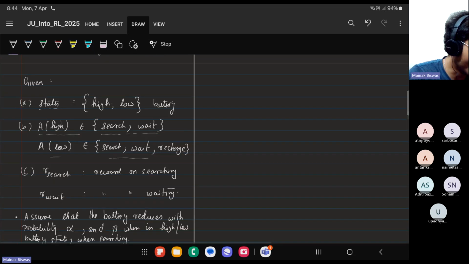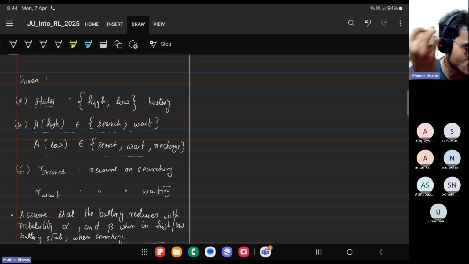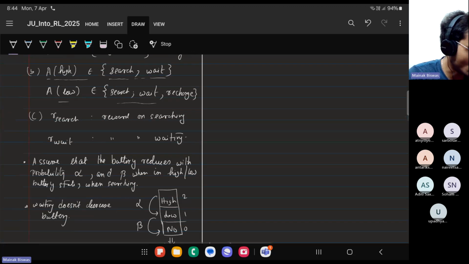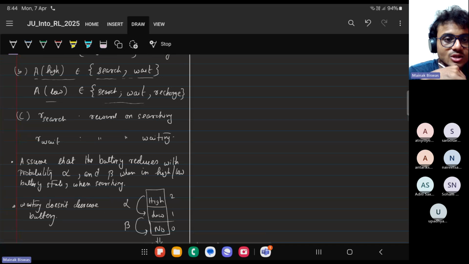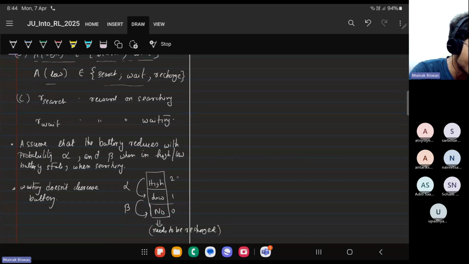And it's given that the reward is r_search for searching and r_wait for waiting. Any arbitrary things can happen. It has also been given to you that the battery reduces with probability alpha and beta when in the high or low state respectively. That is, if it is in the high state, it will go to the low state with probability alpha, and if it is in the low state, it will go to out of battery with probability beta. Any questions so far regarding the problem statement?